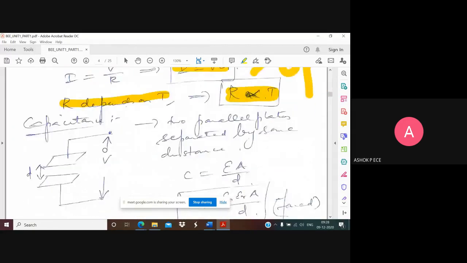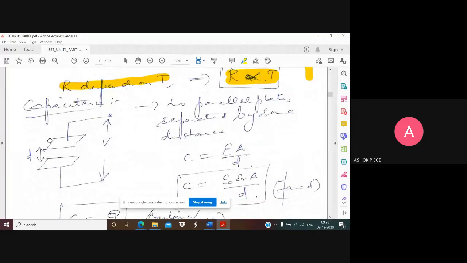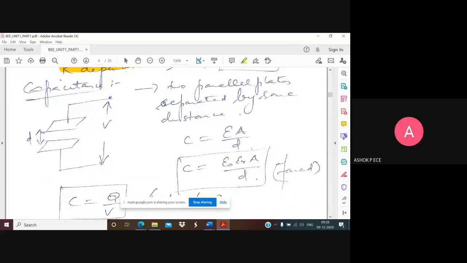Okay. Now the next element is capacitance. You should have studied about capacitance. Whenever you have two parallel plates separated by some distance, it creates a capacitive effect. What is a capacitive effect? I'll explain it very simply. I'm going to apply some voltage across the two plates. The two plates are separated by distance d, and they are hanging in air. The distance is uniform throughout, and the plates have an area of capital A.